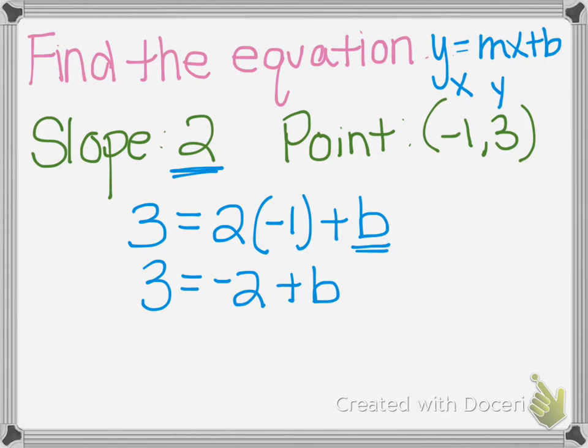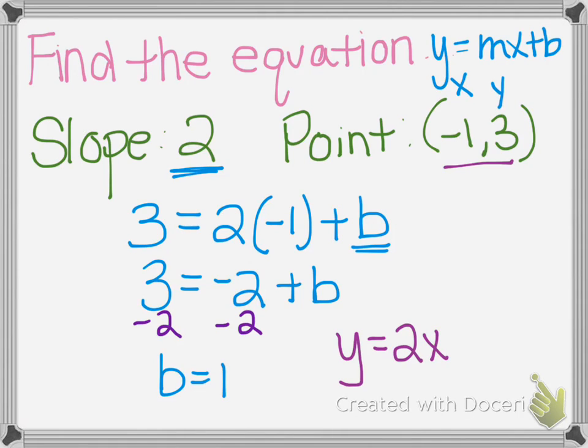And now I need to get b by itself. So I'm going to subtract 2 from both sides. And then this means that b equals 1. Now remember, I said we're just going to borrow this point, so our final answer has x's and y's in it. Y equals 2x plus 1.